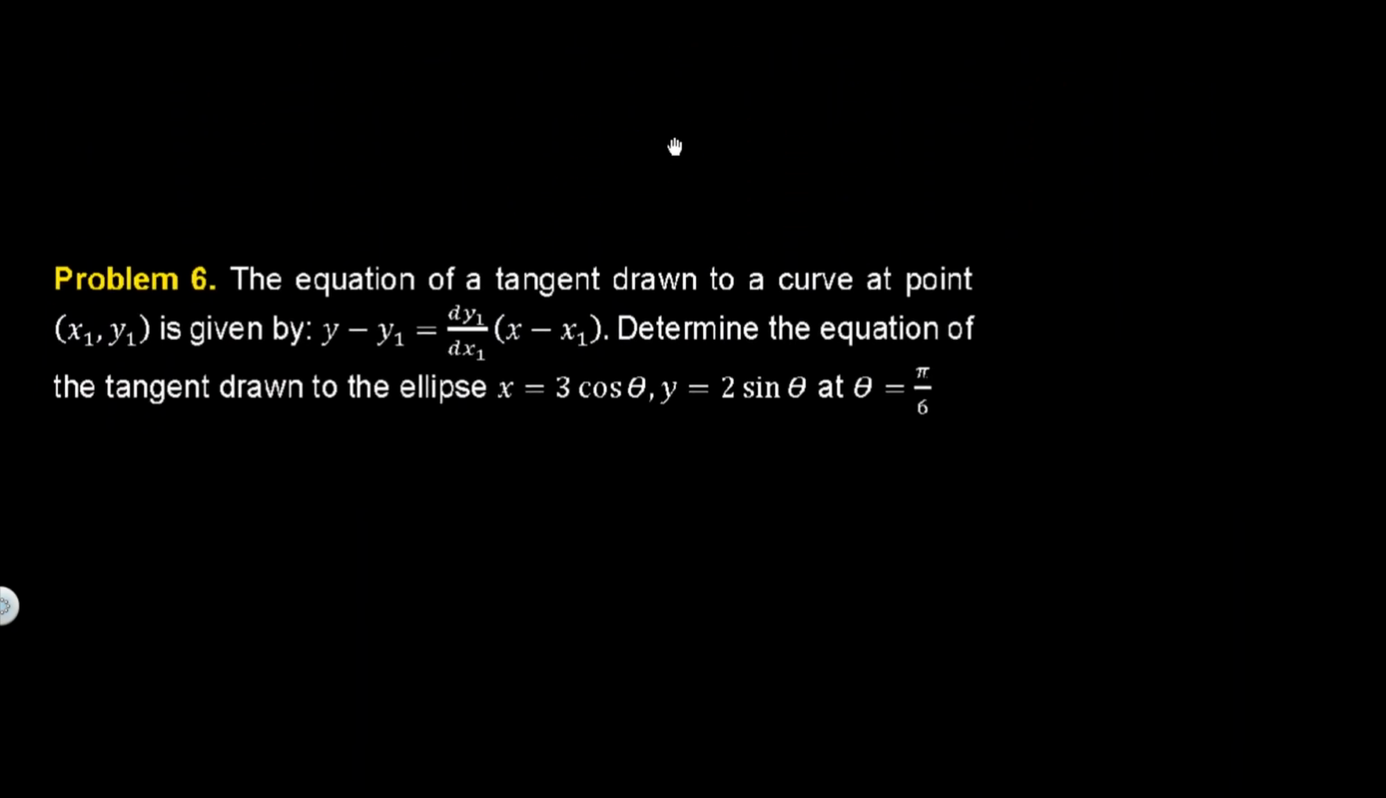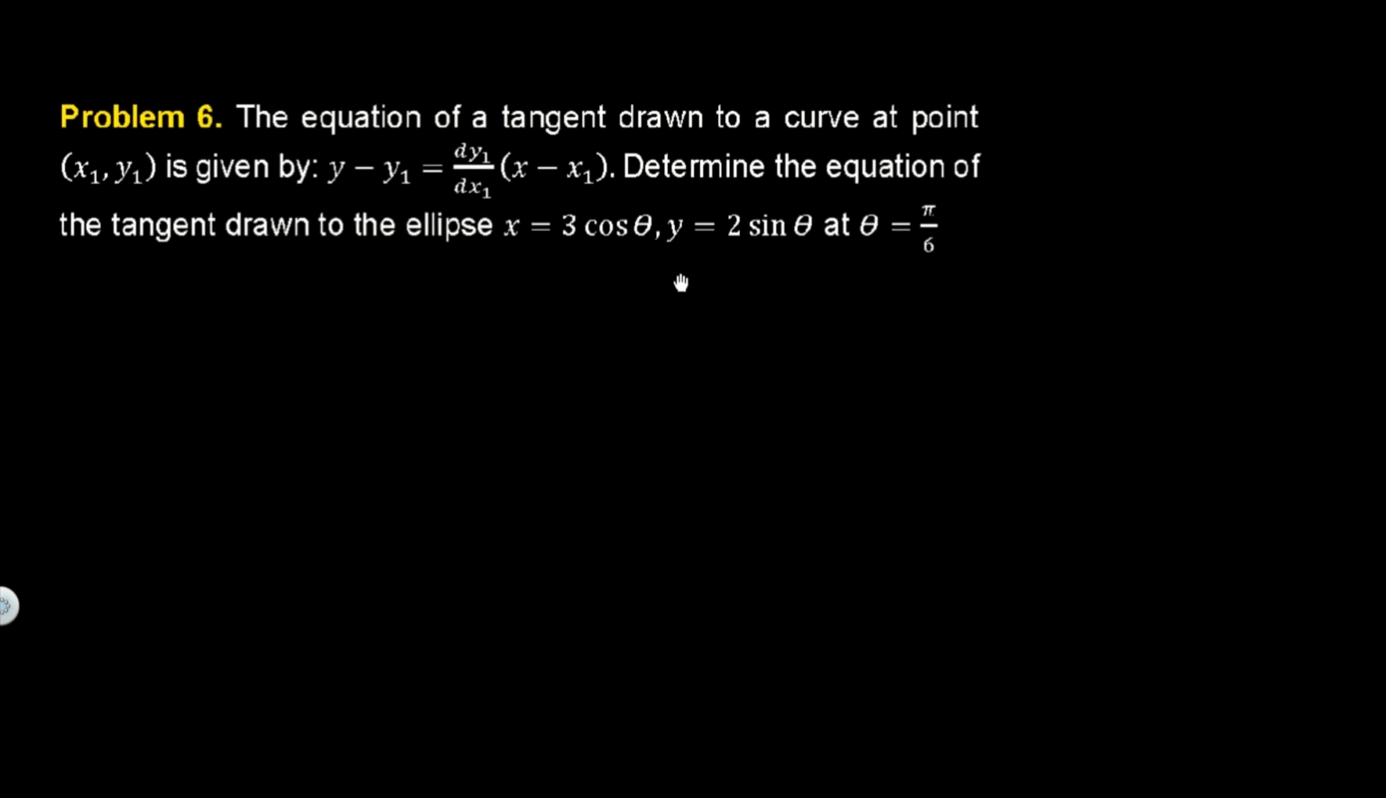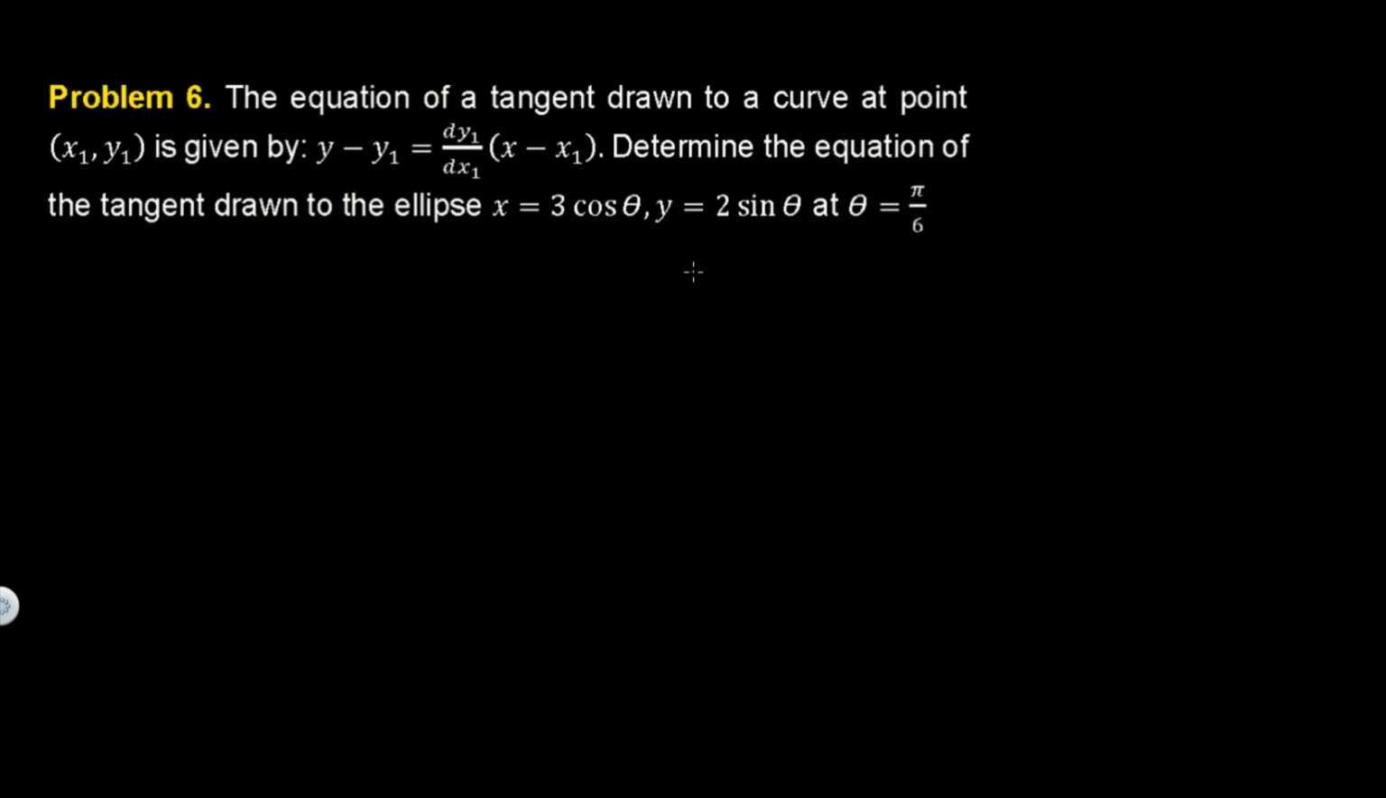Problem number 6. The equation of a tangent drawn to a curve at point x sub 1, y sub 1 is given by y minus y sub 1 equals dy sub 1 over dx sub 1 times quantity x minus x sub 1. Determine the equation of the tangent drawn to the ellipse x equals 3 cosine theta and y equals 2 sine theta at theta equals pi over 6. Ang haba ng problem.